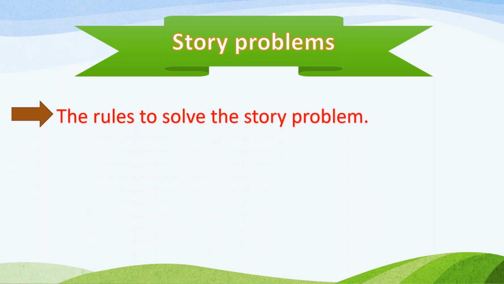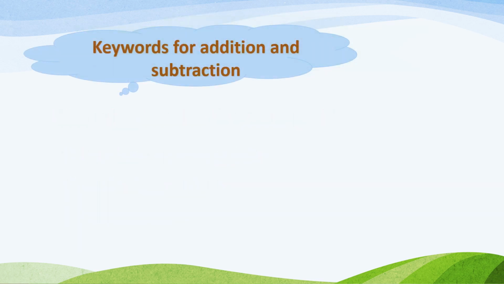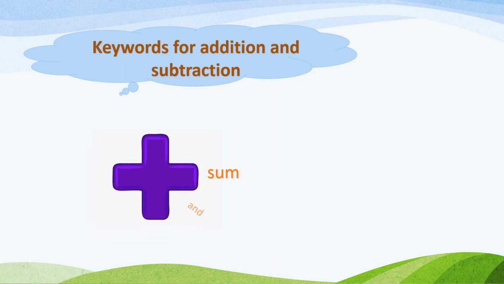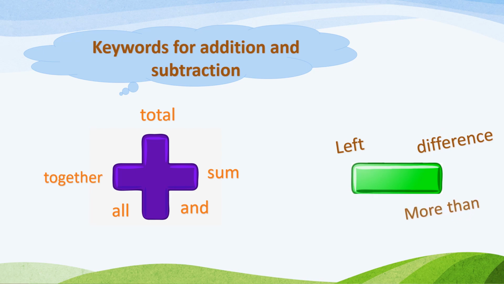Story problems. The rules to solve the story problem. Number 1. Read the story carefully. Number 2. Circle the numbers. Number 3. Underline the keyword. Keywords for addition and subtraction. For addition, sum and all, together, total. For subtraction, left, difference, more than, less than.